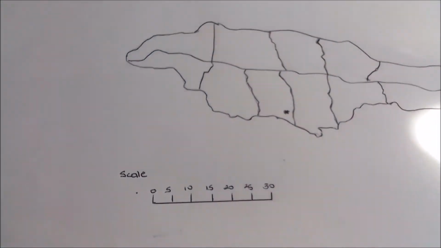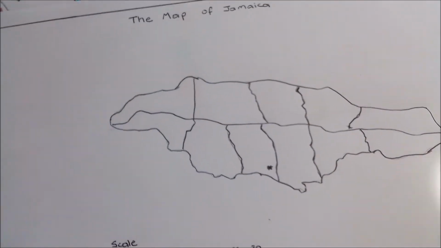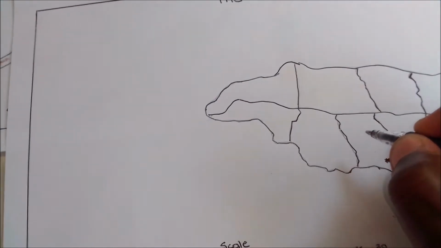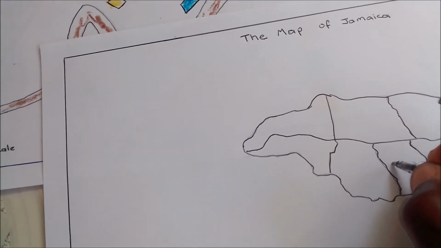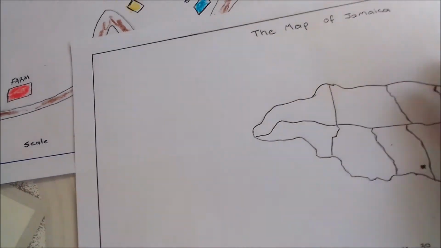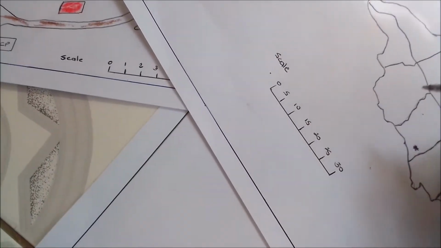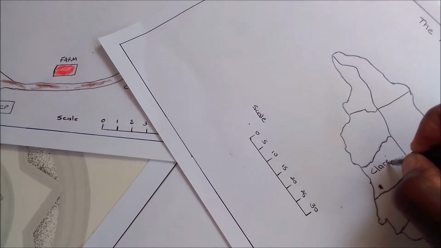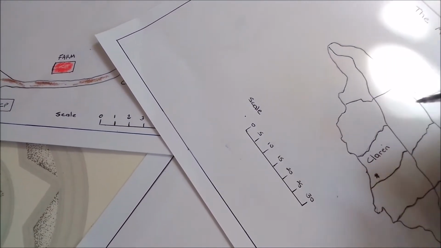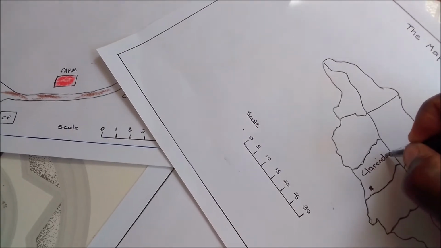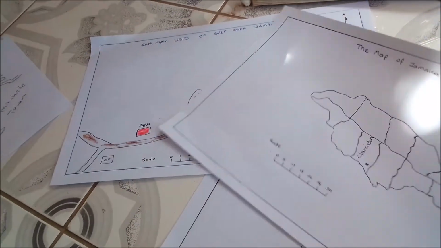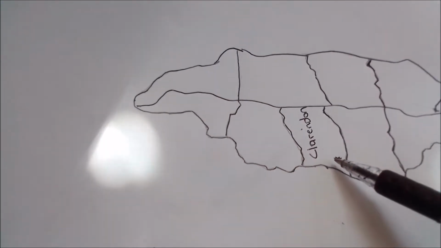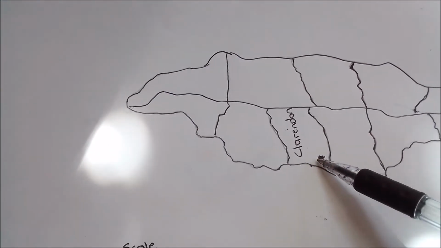Clarendon is not labeled, so I'm going to be labeling it. So this is going to be labeled Clarendon. Notice I'm only labeling Clarendon. I'm not labeling all the way to the parishes, just Clarendon. So I'm going to be labeling Clarendon, C-L-A-R-E-N-D-O-N. Might spell it incorrect. Alright, but that is Clarendon, right? So this is the point of interest here, which is where Salt River is located.